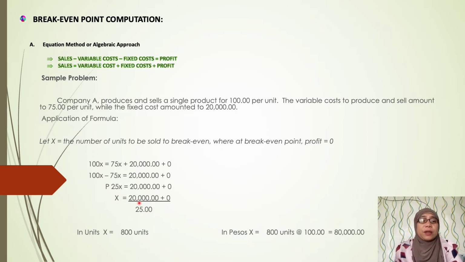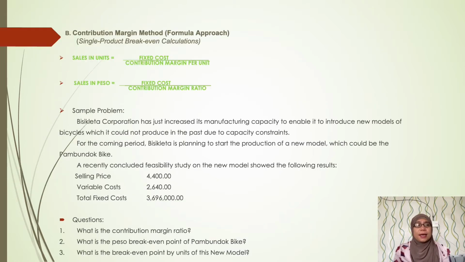So 20,000 fixed cost divided by 25 contribution margin per unit, we will get 800 units as our break-even point in units. So for our break-even point in peso, 800 units, we will multiply by 100 selling price, which equals 80,000 pesos. So this is how to compute the break-even points in units and in peso using equation method or algebraic approach.